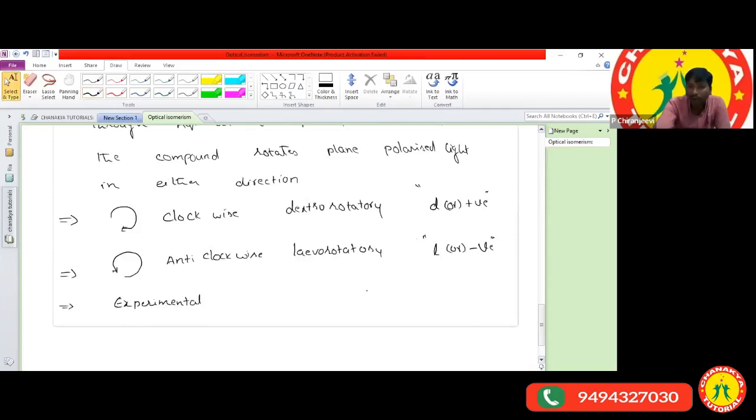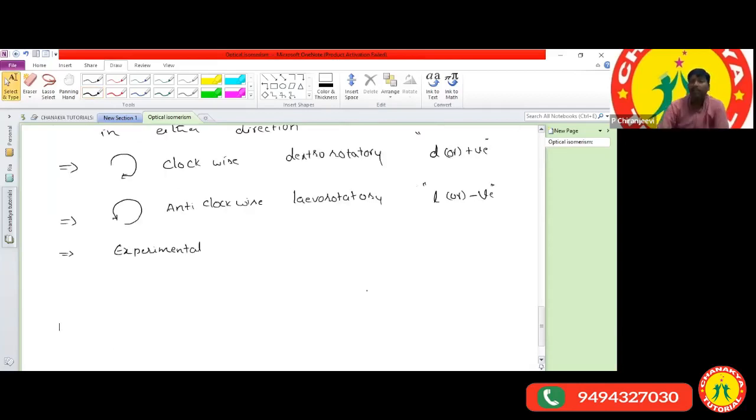Now you got the clarity, Aditi? Sanmita, do you understand? What is the name of the instrument we use to find out optical isomers? Polarimeter. The instrument we use to find optical isomers is the polarimeter. So now you got the clarity, all of you.